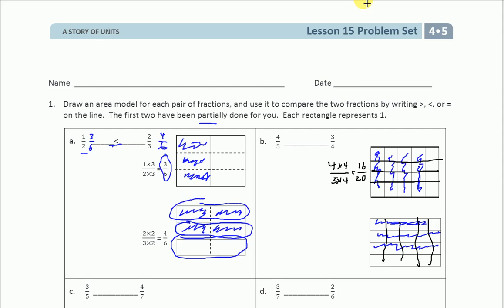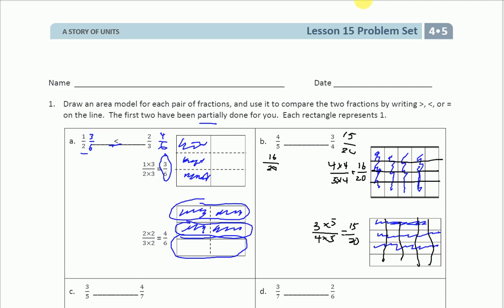And how does the math look? Well, the math looks like 3 times 5 over 4 times 5, and that's going to be 15/20ths. That's going to equal 15/20ths. So we have 1, 2, 3, 4, 5, 10, 15/20ths. Well, we started with 4/5. 4/5 is 16/20ths. And 3/4 is 15/20ths.